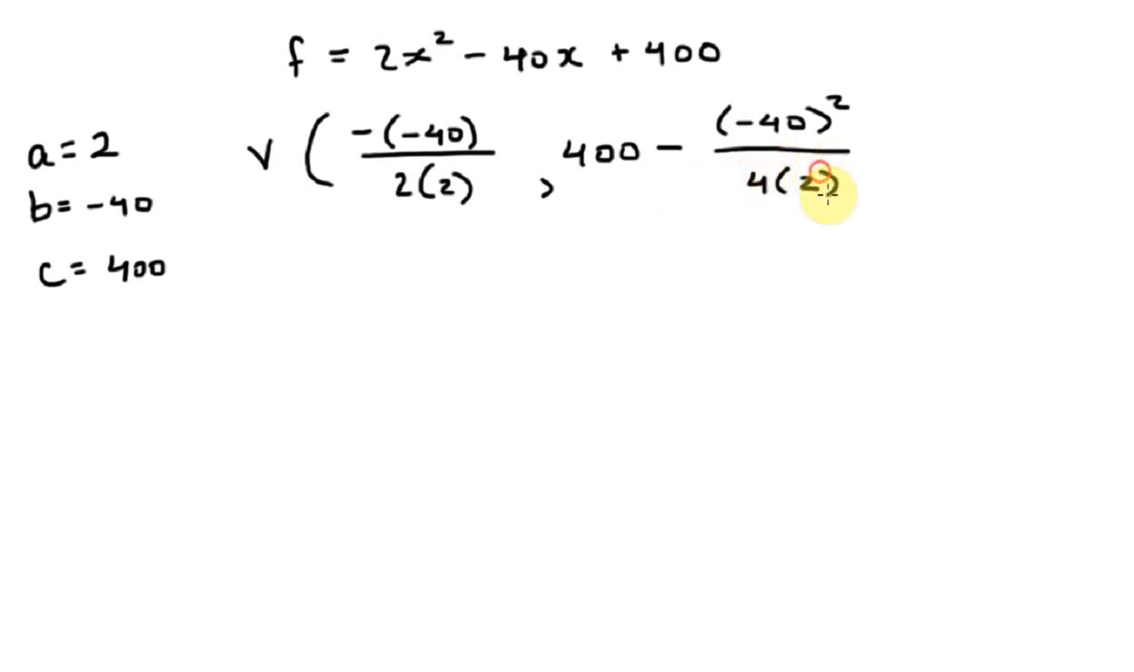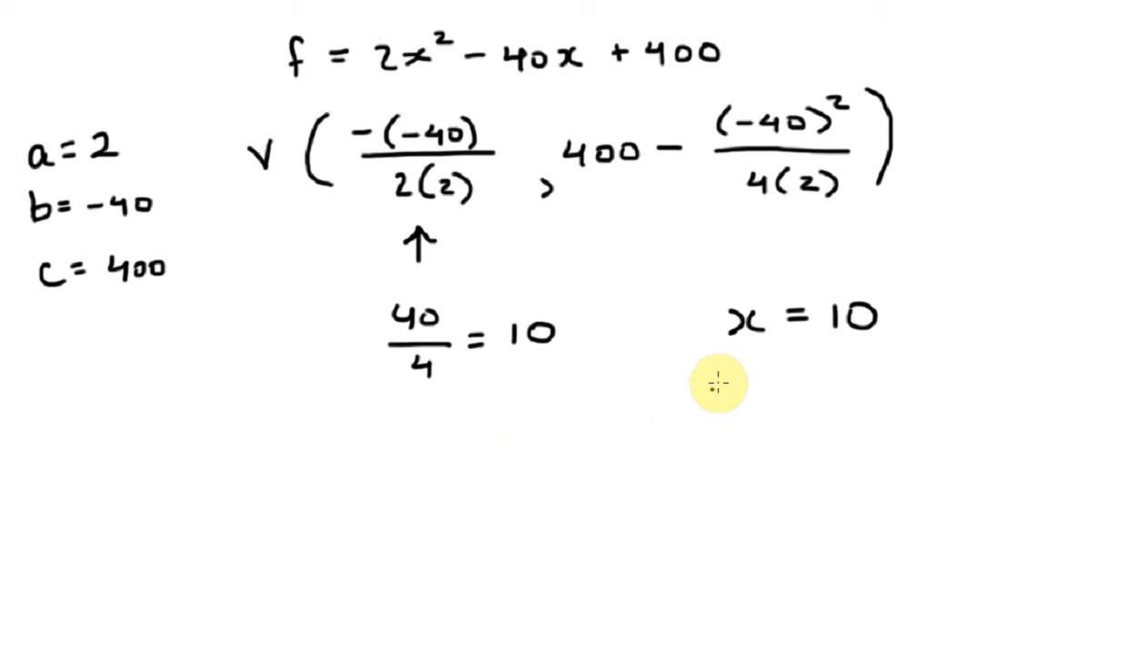Now, here's the thing. I don't really need the y coordinate here. Really, all I'm interested in is the x coordinate of the vertex. So that's all I'm really going to work out. So I've got positive 40 over 4. Well, guess what? It is 10. That tells me one of my numbers, x, is 10.